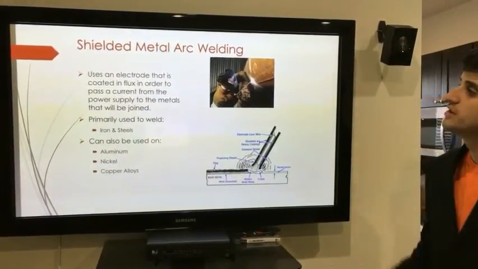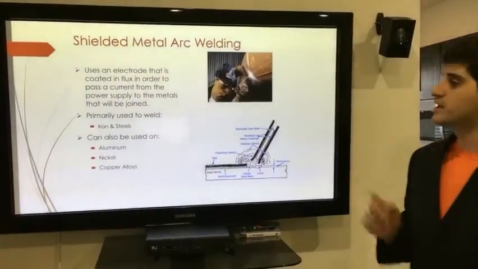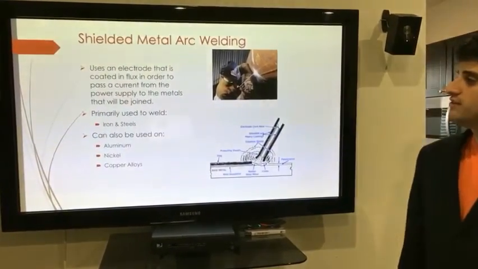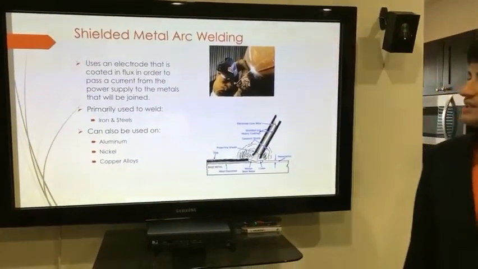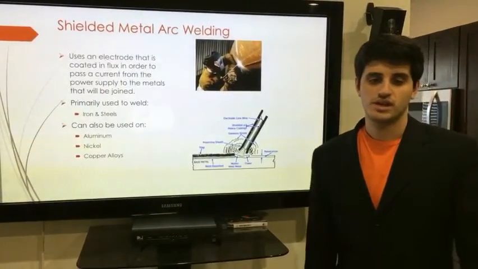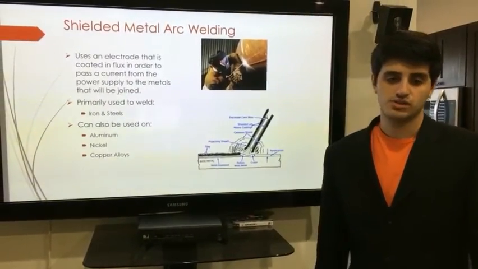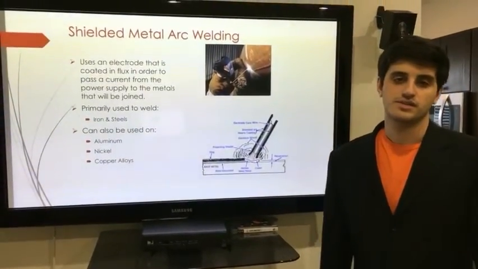First, we're going to talk about shielded metal arc welding. This one uses an electrode that is coated in flux in order to pass a current from the power supply to the metals that will be joined. It is primarily used to weld iron and steel. It also can be used on aluminum, nickel, and copper alloys.